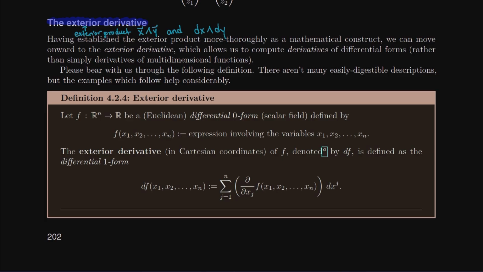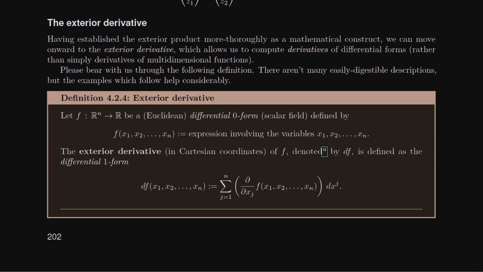So for example, we'll consider differential forms today, something like xy squared dx plus xy dy, and we'll be able to compute a derivative of this differential form, but we'll have to do it in a very particular way. That's what the exterior derivative is going to be able to tell us how to do.